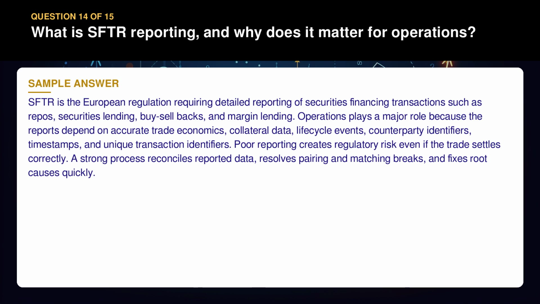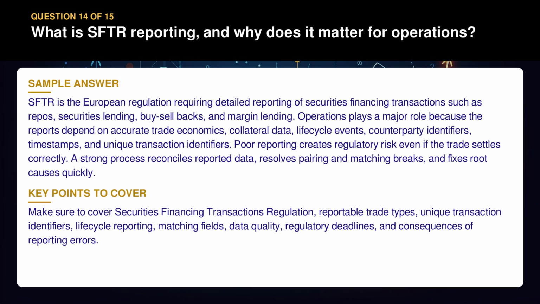lending. Operations plays a major role because the reports depend on accurate trade economics, collateral data, lifecycle events, counterparty identifiers, timestamps, and unique transaction identifiers. Poor recording creates regulatory risk, even if the trade settles correctly. A strong process reconciles reported data, resolves pairing and matching breaks, and fixes root causes quickly. Make sure to cover Securities Financing Transactions Regulation, reportable trade types, unique transaction identifiers, lifecycle reporting, match-in fields, data quality, regulatory deadlines, and consequences of reporting errors.